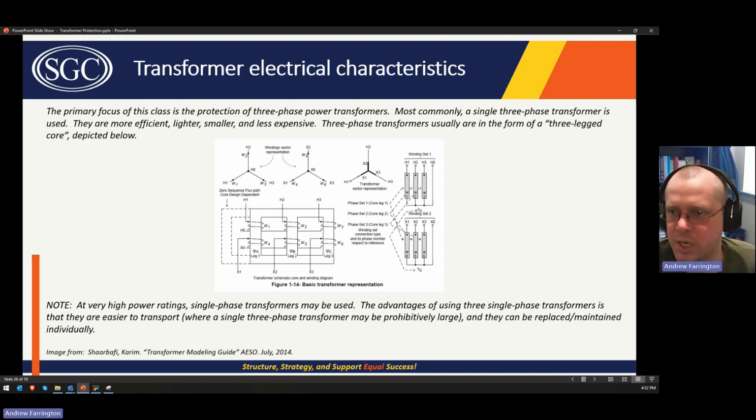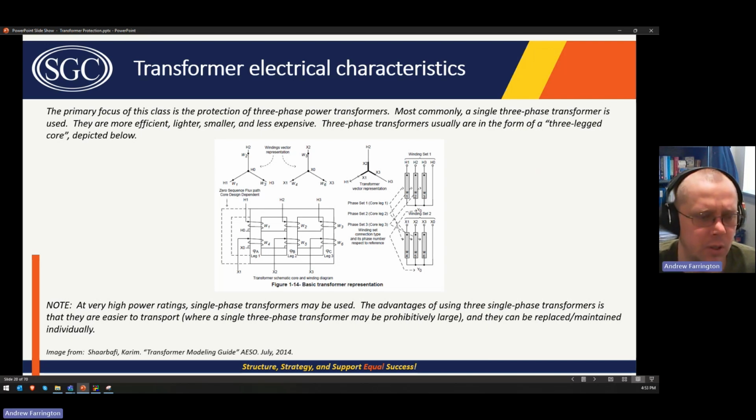The primary focus of this class is going to be the protection of three-phase power transformers. Most commonly, it's a single three-phase transformer in one tank. There are instances where there are three single-phase transformers that have the windings made up outside of the transformer tank. That was done much more commonly a while ago. Now they're almost all in the same tank. It's more efficient that way.